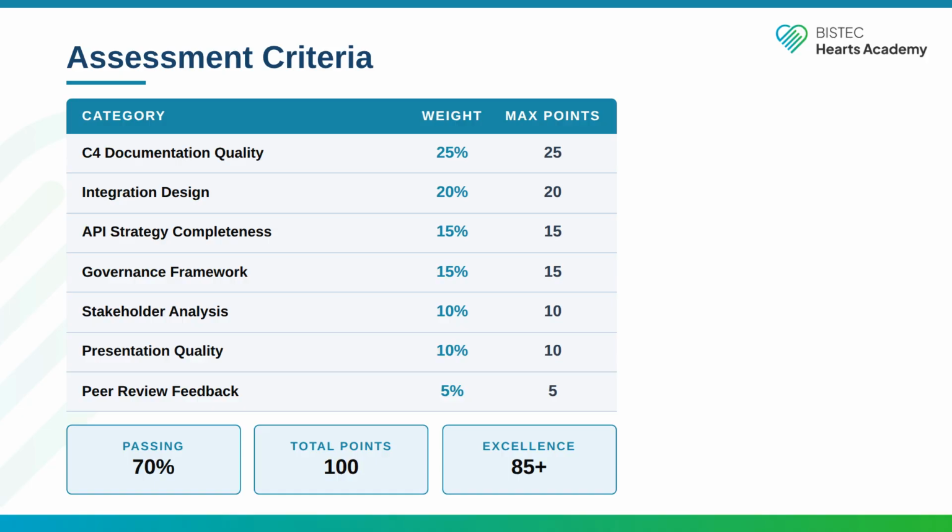Stakeholder analysis at 10%. Specificity is key. "Executives care about cost" is obvious. "Executives need a 3-year TCO comparison showing break-even at 18 months" is useful.